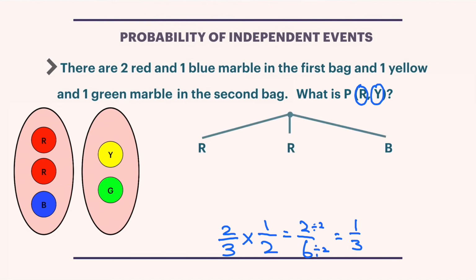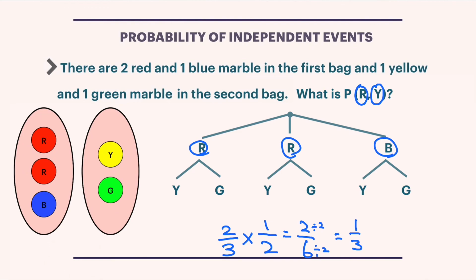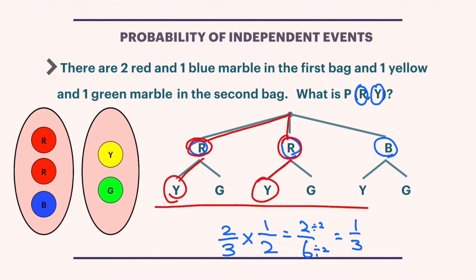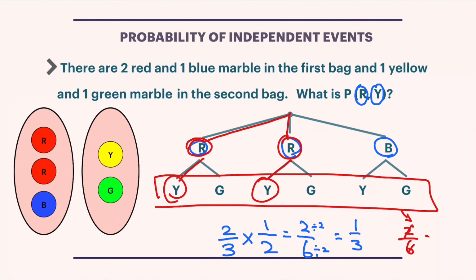In the first bag, we have 3 possible outcomes. One is picking the first red marble, or we could pick a different red marble, or we can pick the blue one. And afterwards, we're going to pick a marble from the second bag, and we could either get yellow or green, right? And the probability of picking red and yellow is picking red and yellow. Out of 6 possible outcomes, how many wanted outcomes do we have? 2. So that makes it 2 over 6. And if we simplify, they become 1 over 3, just like before.